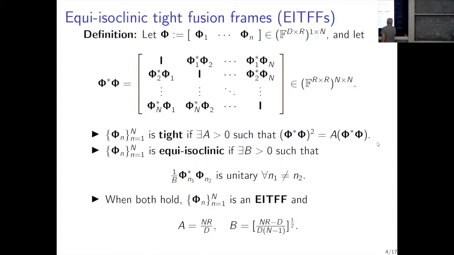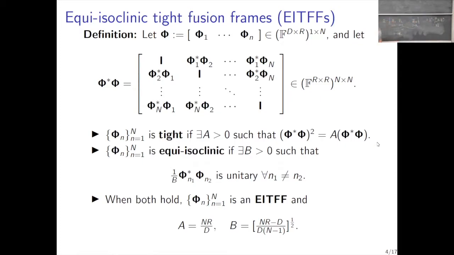Now, what tight really means, I guess I'm doing this so I can write this out, is that when you take Phi star, so you have this short fat matrix, and then you multiply by its adjoint on this side, you get the inner products of the rows of this guy with each other. When you write that out, it's a sum of the projections onto the individual subspaces. And being tight means that this is some constant multiple of the identity.